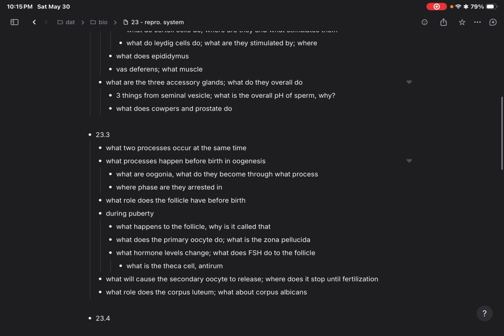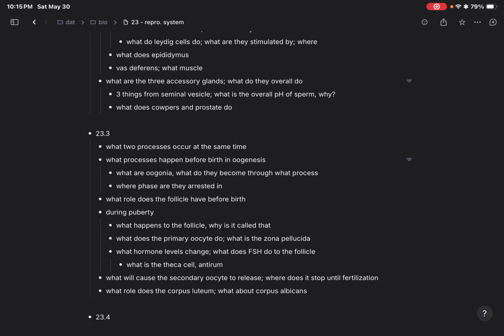The accessory glands, what do they do overall? There's the seminal vesicles, the prostate gland, and the Cowper's gland. The Cowper's gland makes mucus. I remember that from Bio 30. Let me just make sure though.